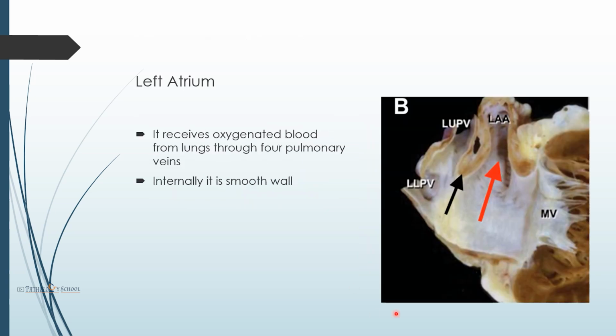Left atrium: it receives oxygenated blood from the lungs through 4 pulmonary veins. Internally, the left atrium has a smooth wall.